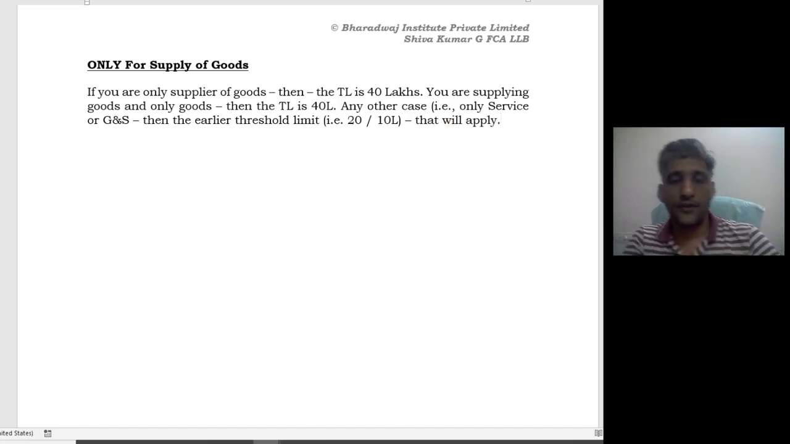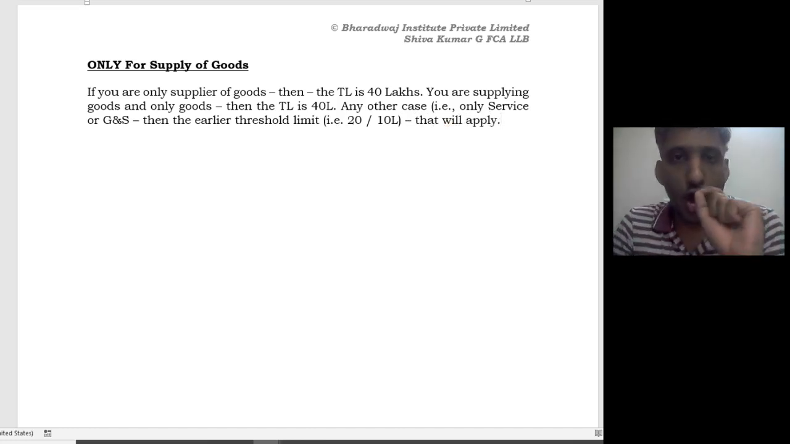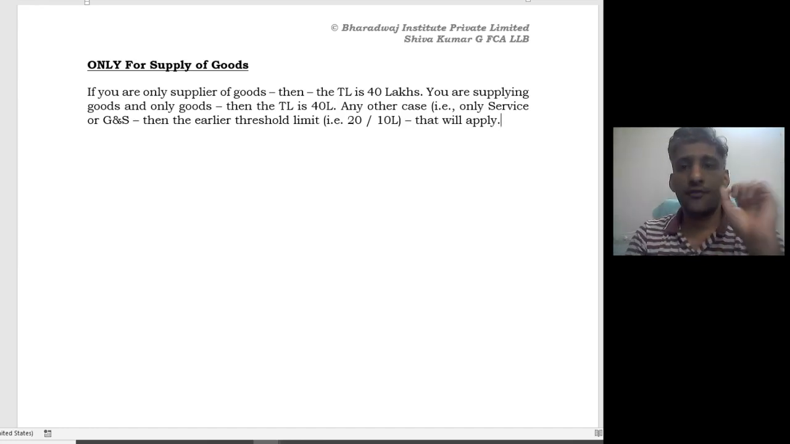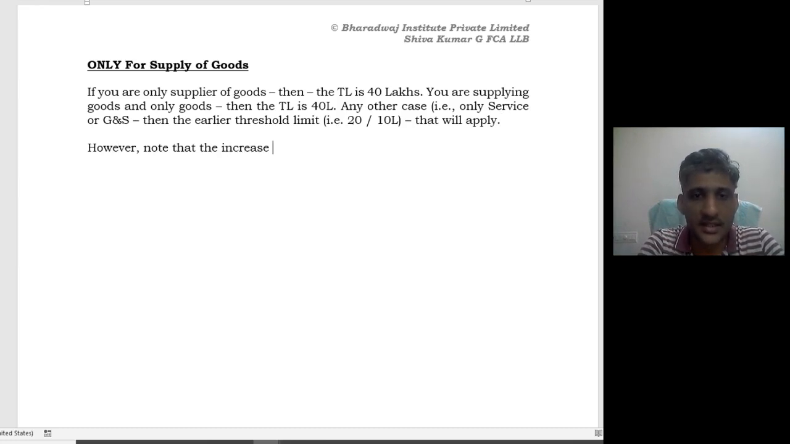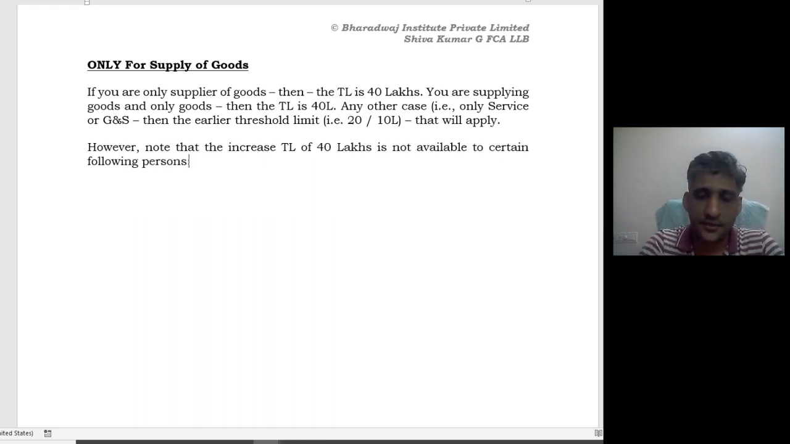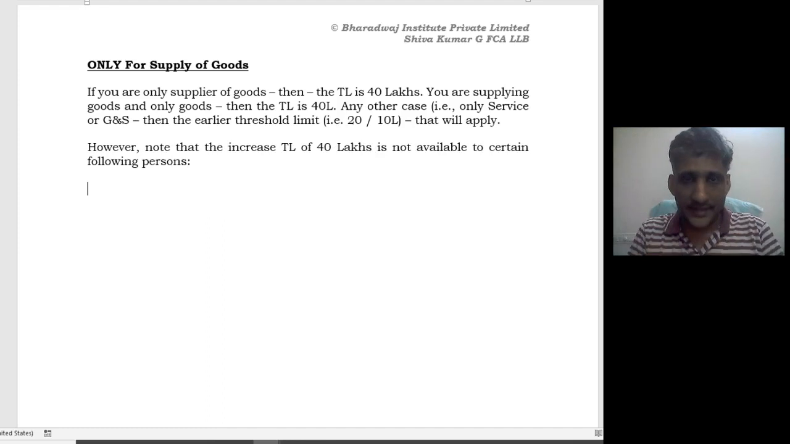Okay, so if you're only a supplier of goods, then 40 lakhs. However, note that the increased threshold limit of 40 lakhs is not available to certain following persons. This 40 lakhs is not applicable to the following persons.